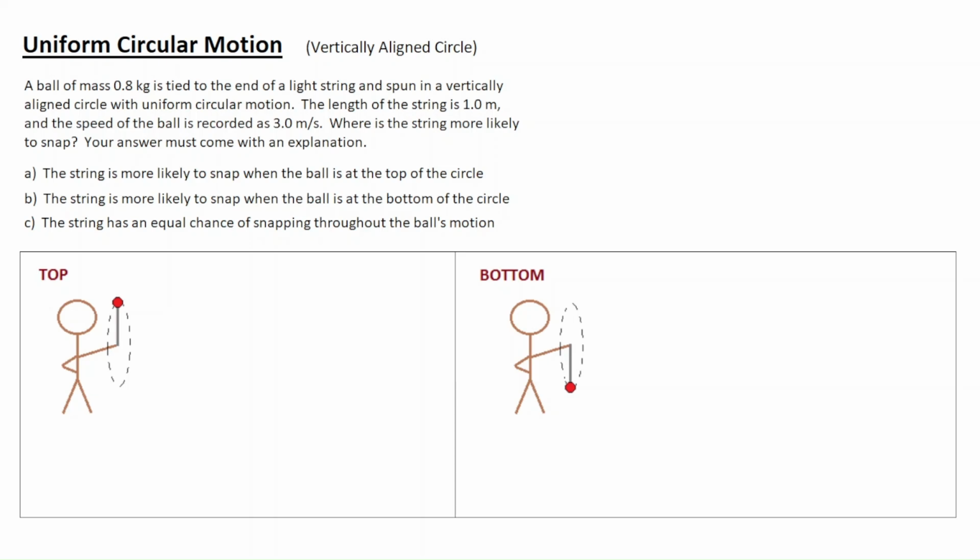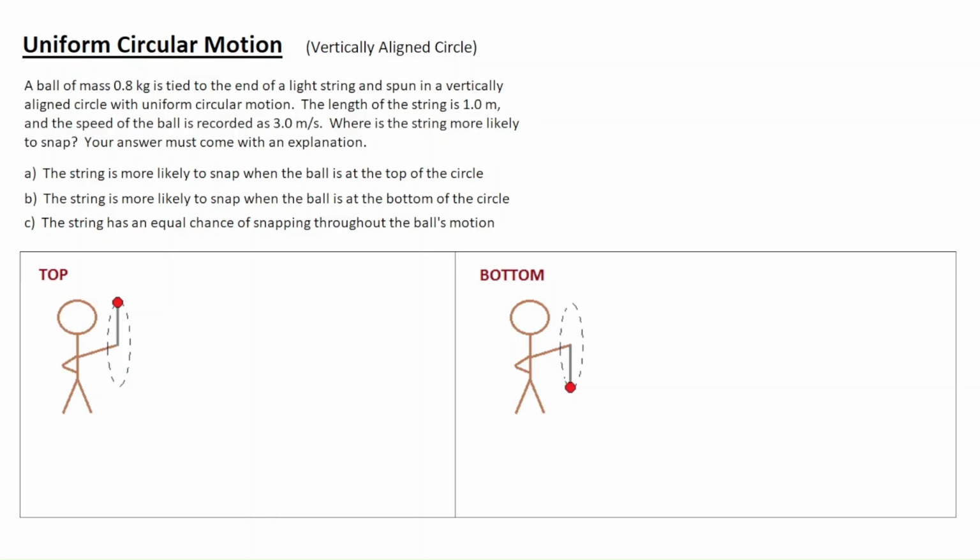Here we are looking at a problem from the uniform circular motion unit, specifically a vertically aligned circle. That just means the object is rising and falling while it goes through its circular path. You can see that in the pictures. Some numerical information is provided. We are given the mass of the object. We are given the speed, 3 meters per second. We are given the length of the string as 1 meter.